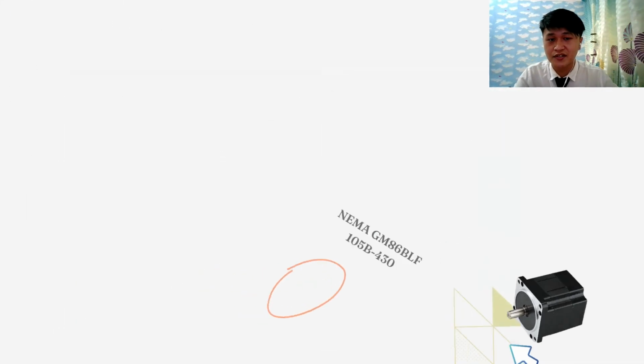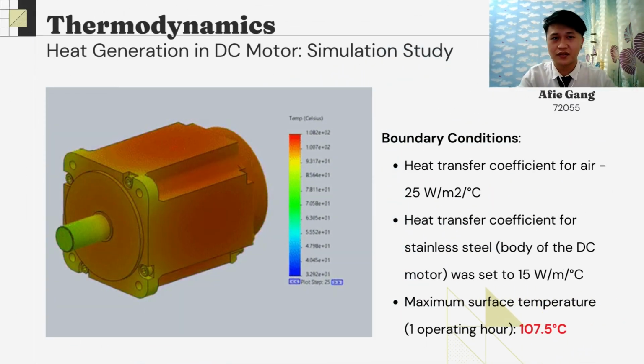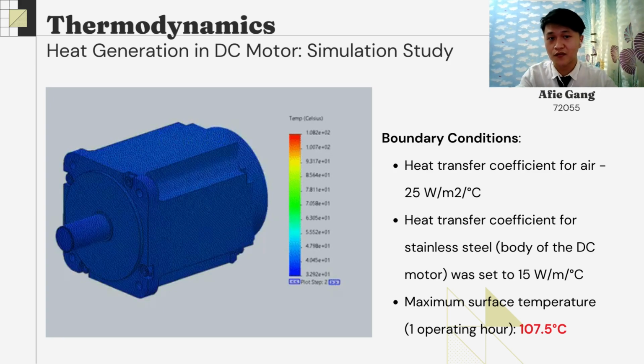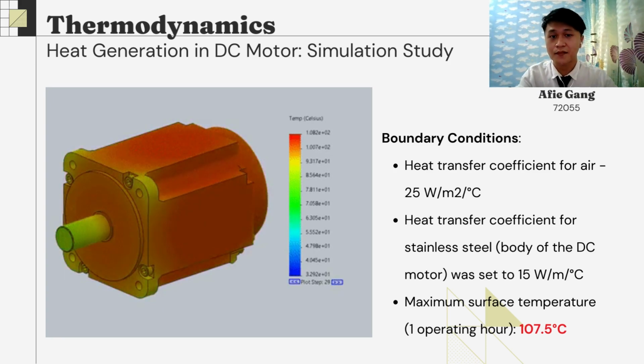under continuous operation. A thermal simulation was conducted under this condition, in which the convection heat transfer coefficient for air was set to 25 watt per square meter Celsius, and the heat transfer coefficient for the body of the DC motor was set to 15 watt per meter Celsius. The heat generated by the DC motor was assumed to be located at the center of the motor, and the heat generation rate was based on the power consumption of the motor and the expected efficiency. Based on the result of the simulation, the maximum surface temperature of the DC motor could reach up to 107.5 degrees Celsius under continuous operation of at least 1 hour.